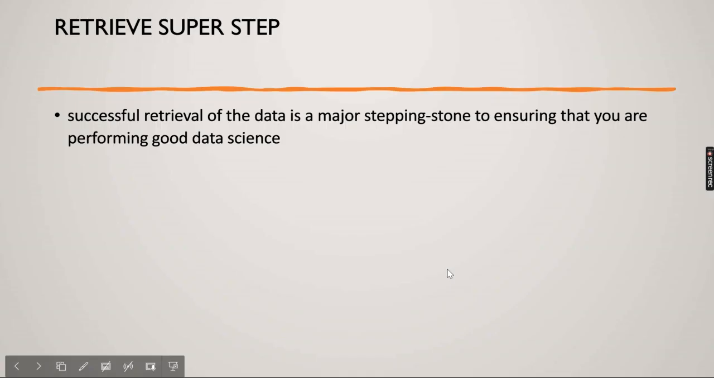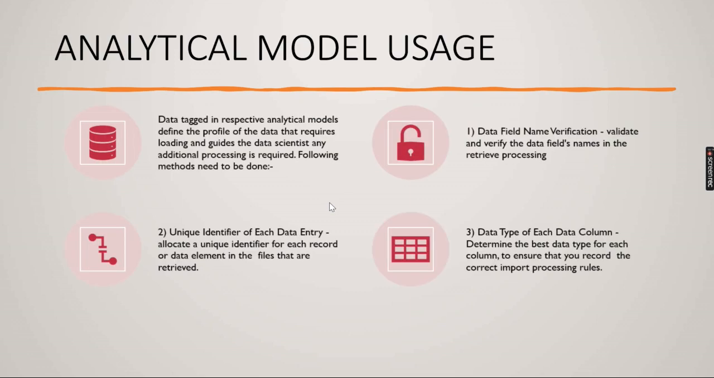Hello friends, so today we will discuss chapter number 7, Retrieve Superstep. It is unit number 2, chapter number 7. Retrieve basically talks about how the successful retrieval of data is the major stepping stone in ensuring that you are performing good data science. So we should be able to retrieve the data, whatever we have stored.